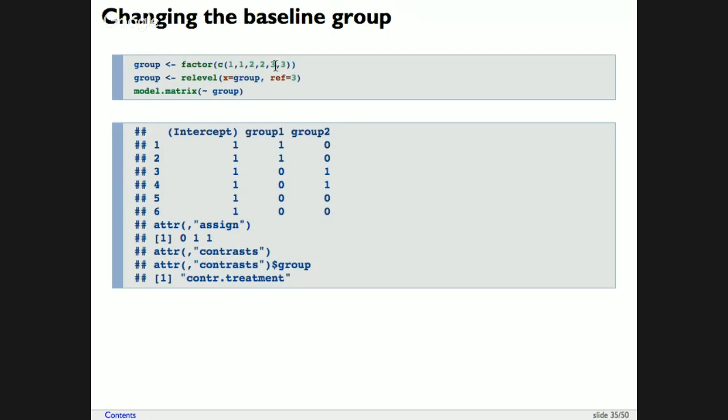So I created group as a categorical variable where 1 was the reference category, and then I re-leveled it with 3 as the reference category. And now you see I have dummy variables for group 1 and group 2 instead.